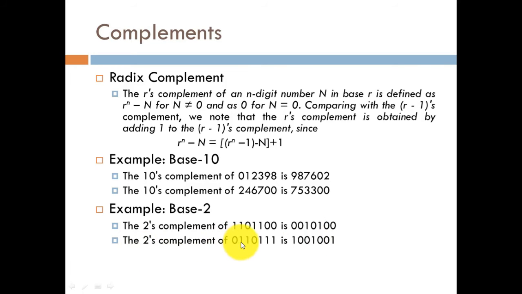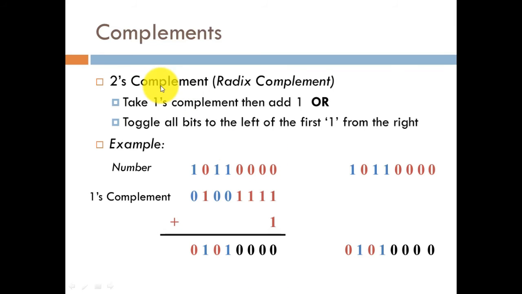So the 2's complement of this other number, 0110111, turns out to be 100101. You can simply check it out. So the 2's complement, or the radix complement, is calculated by this other method that we have discussed: how we can calculate the 2's complement via the 1's complement.